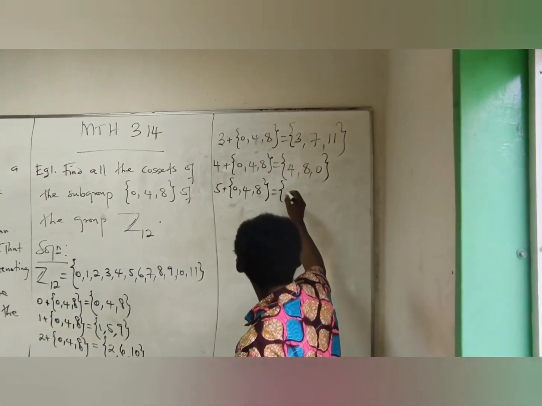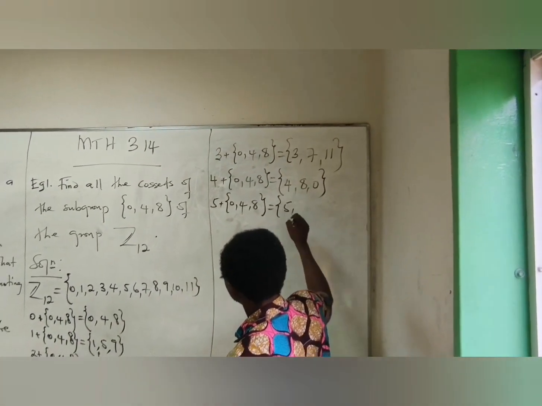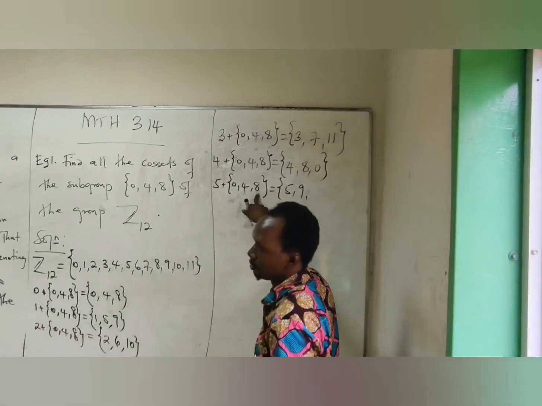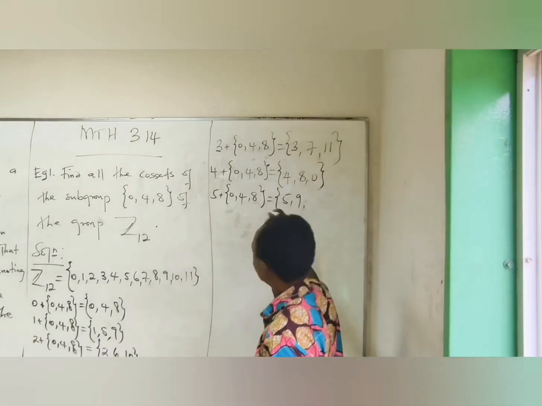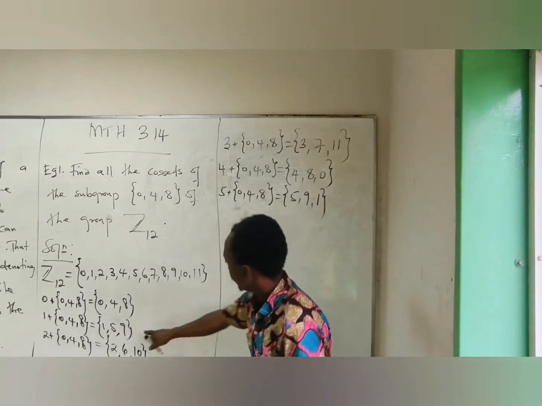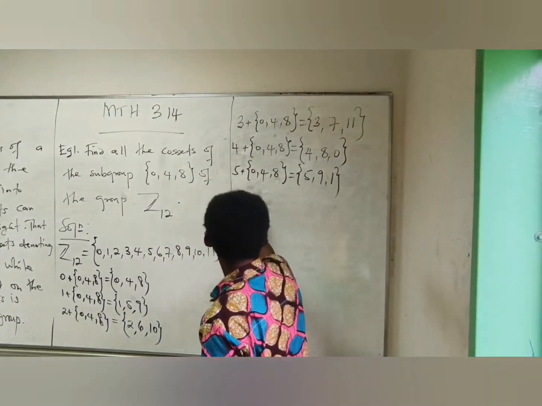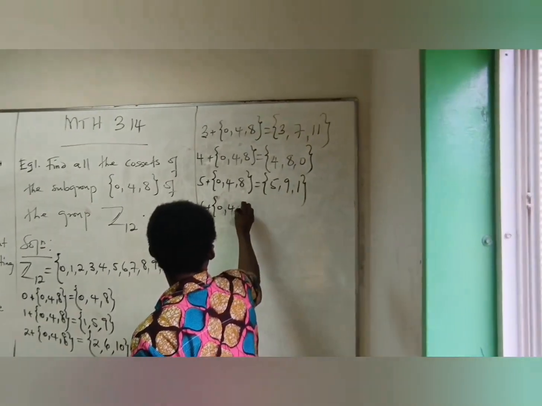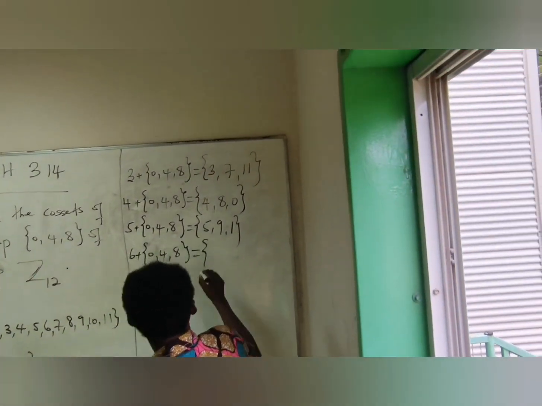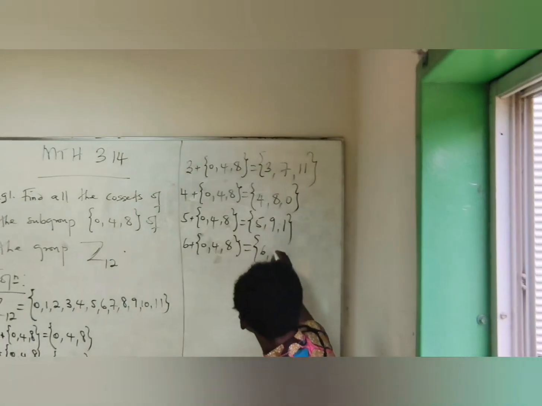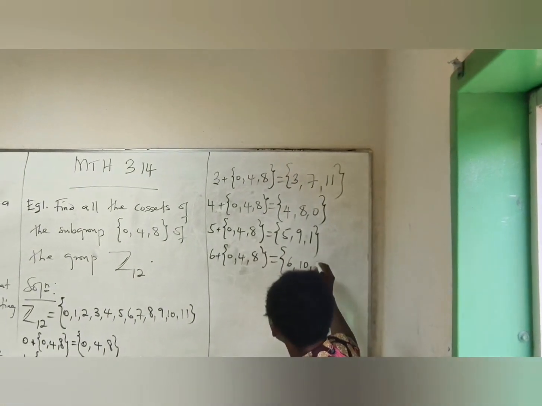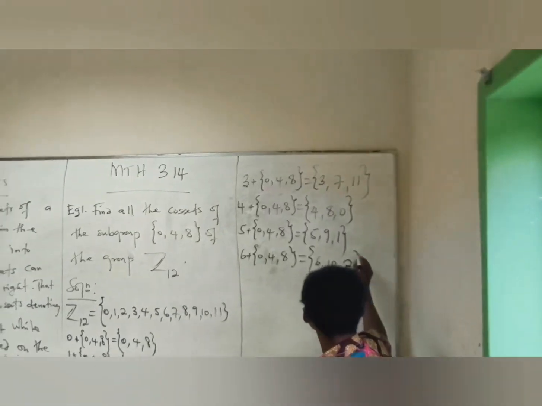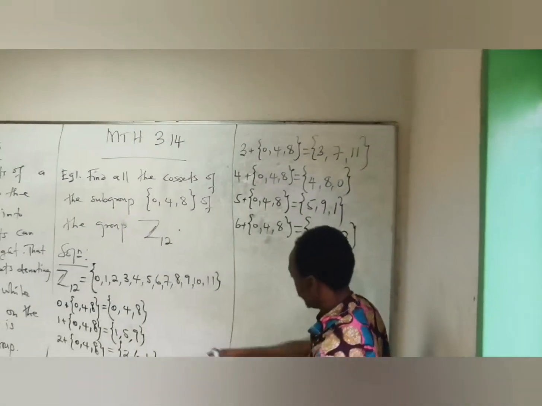5 plus 0. It's what? 5. 5 plus 4 is 9. 5 plus 8 is 13, 13 modulo 12 is 1. Yes. Can you see? 6 plus this. What do you get? 6, 10, 14; 14 modulo 12 is 2. Is it not somewhere? It's somewhere. Can you see?